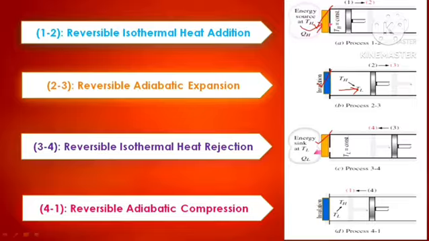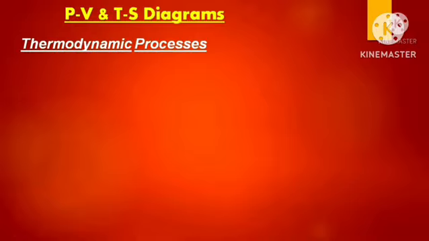Next, 4 to 1 process, reversible adiabatic compression. In this process, again, the diathermic cover is replaced with the adiabatic cover. So, the adiabatic cover will not allow the heat to transfer from the system. Reversible compression takes place during this process.